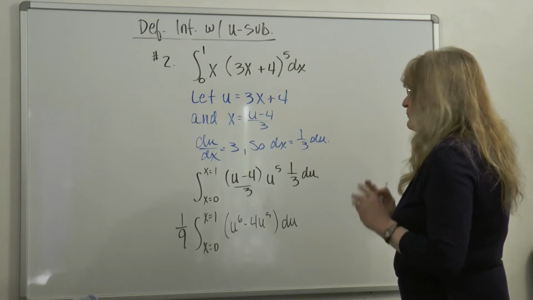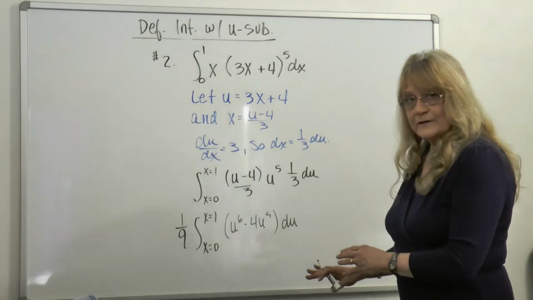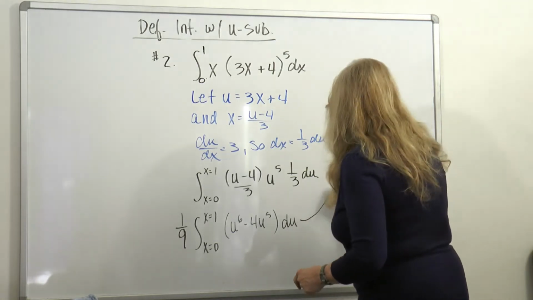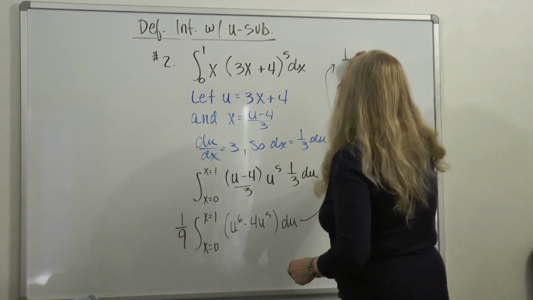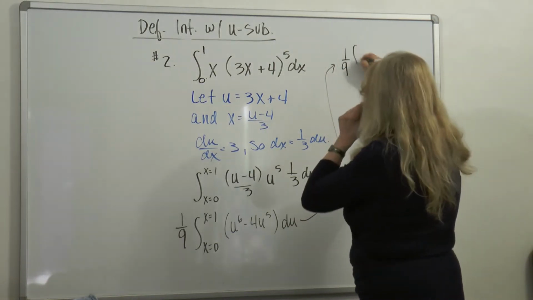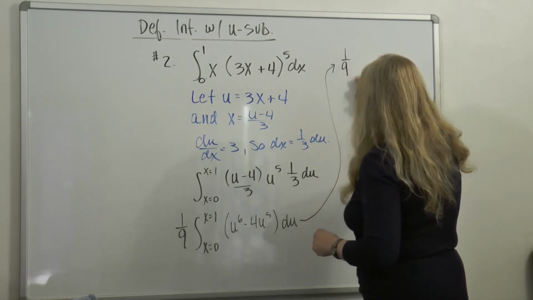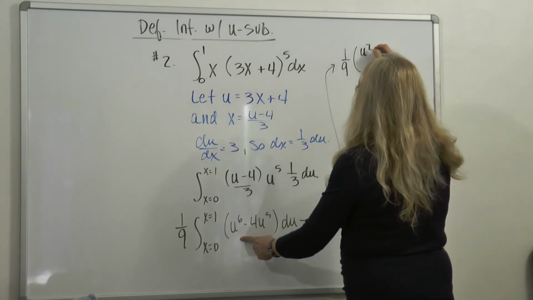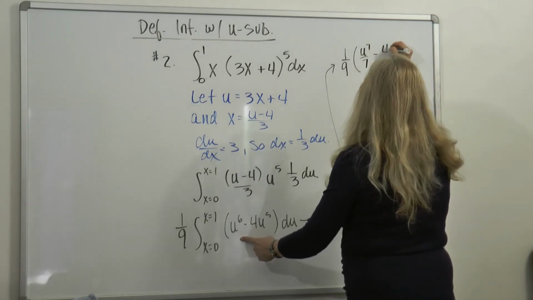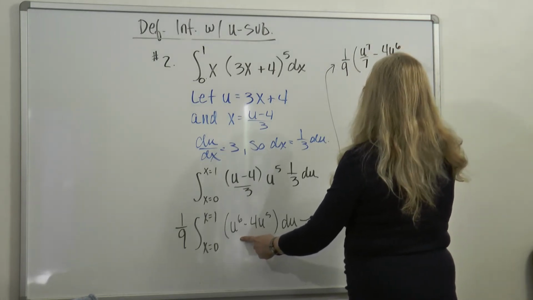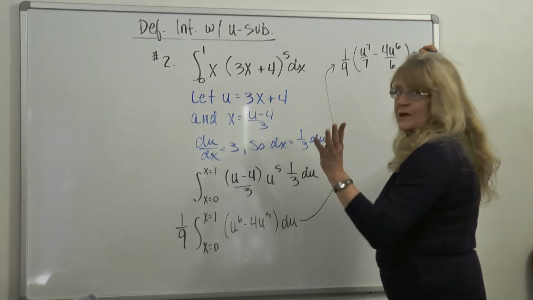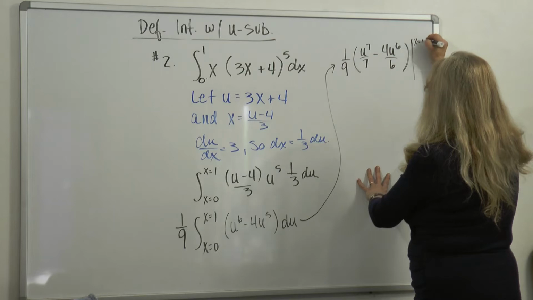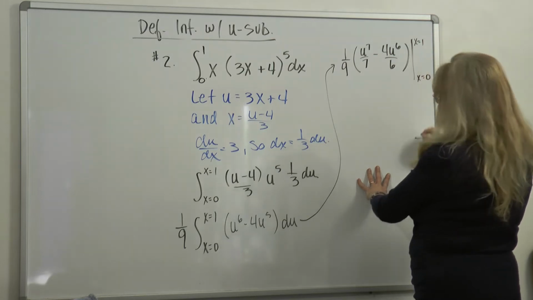Okay, so remember, I'm not going to factor here. It's time to integrate. So I have my 1/9. Well, I'm getting rid of my integral symbol because I'm integrating. So this is u to the 7th over 7 minus 4u to the 6th over 6. No plus c. And this is going from x equals 0 to x equals 1.